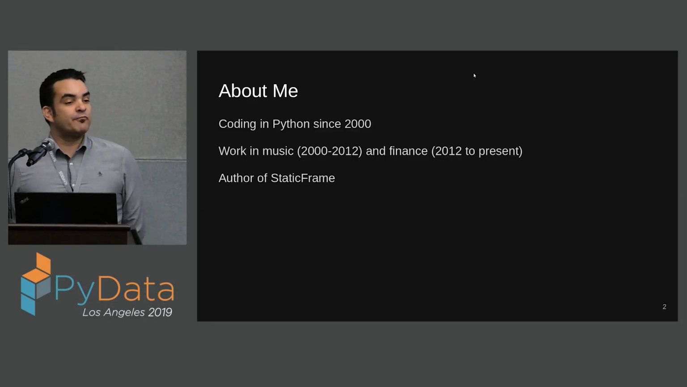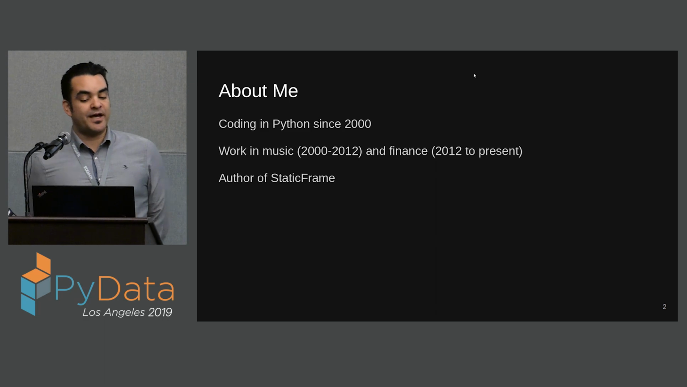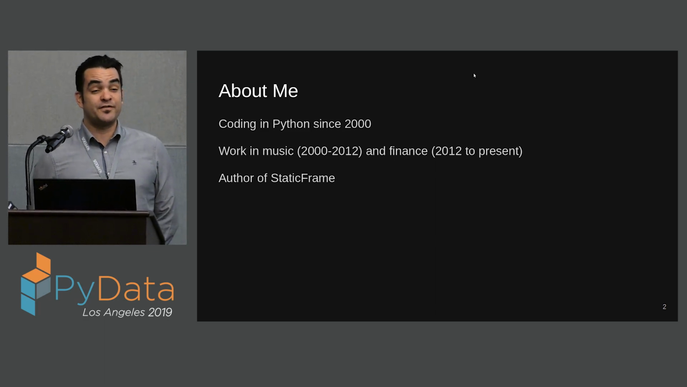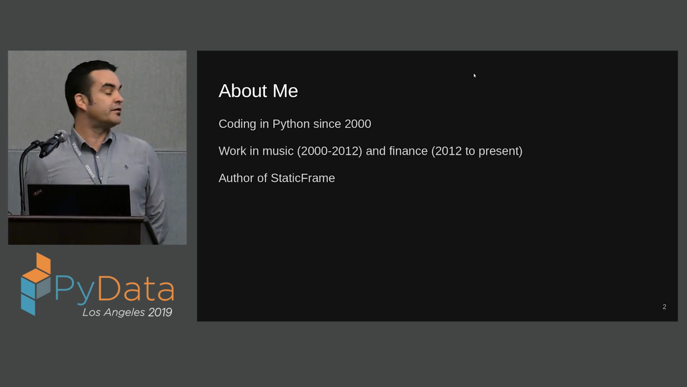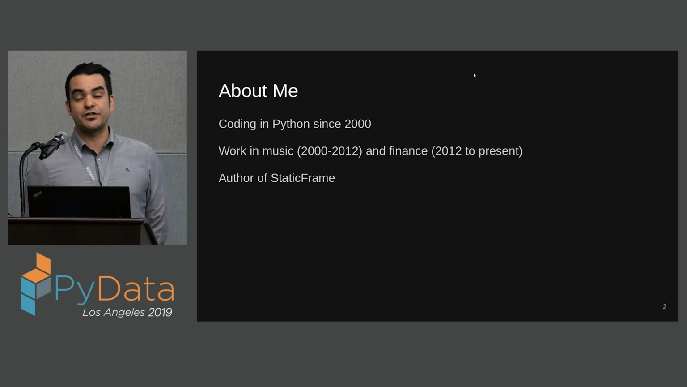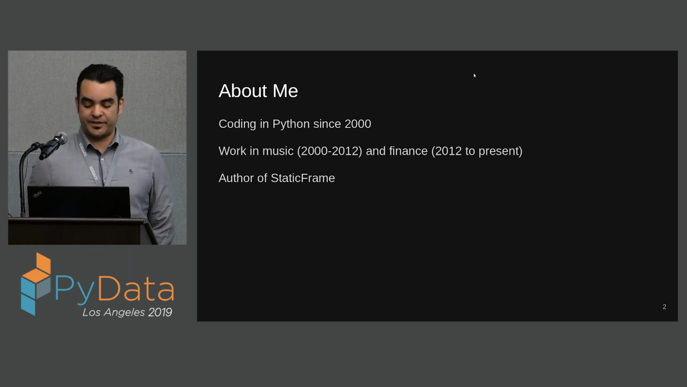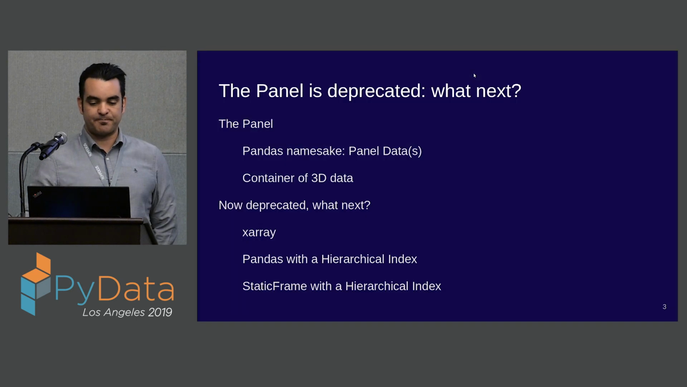So about me, I've been working in Python since about the year 2000. My first 12 years of Python work was in music, in fields of algorithmic music composition and computational musicology. Since about 2012, I've been working in finance, where I build production systems for financial modeling and product production at a firm called Research Affiliates, just south from here in Newport Beach, California. I'm also the author of Static Frame, which I will be talking about a bit in this presentation.